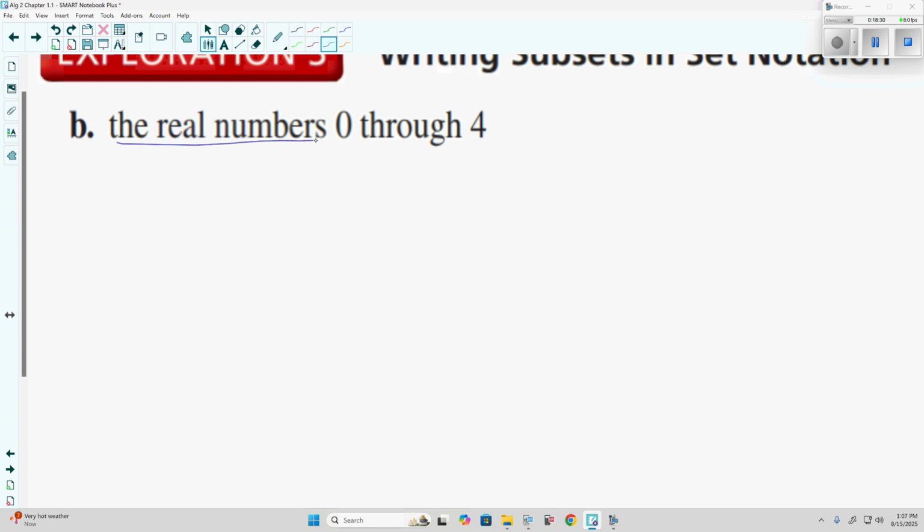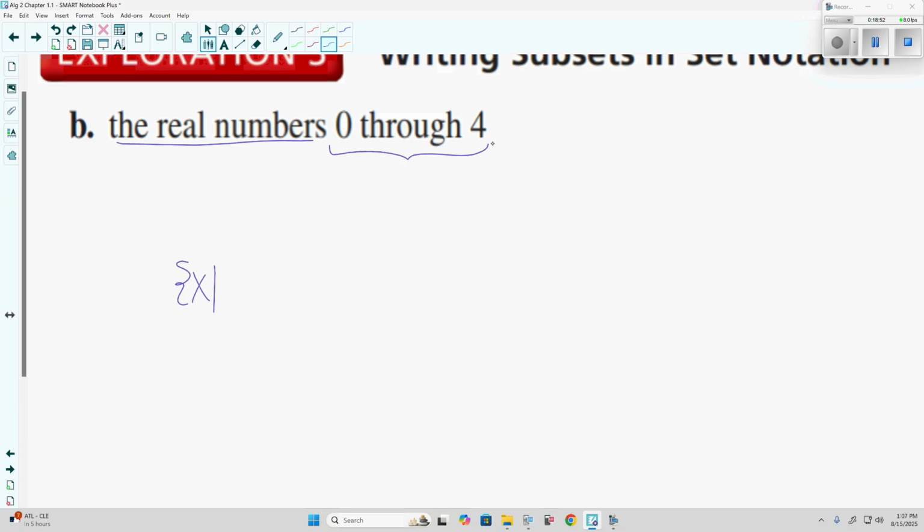So we know for set builder, we're going to have brace x bar, the set of all real numbers x, such that we need to rewrite this statement here, this description 0 to 4. We know it's bounded because we do have two endpoints, 0 and 4, yes?